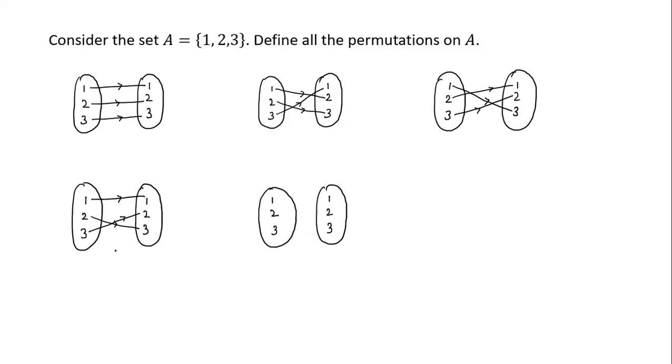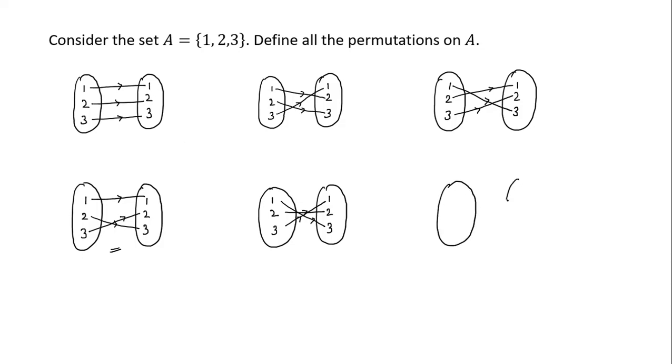Here, while drawing the fourth permutation, what we did was we fixed 1 to itself, and we interchanged the mappings of 2 and 3. Now we can do the same with keeping 2 mapped to itself and interchanging 1 and 3. We can map 1 to 3 and 3 to 1. So this is how we obtained another permutation, which is obviously very different from the other permutations.